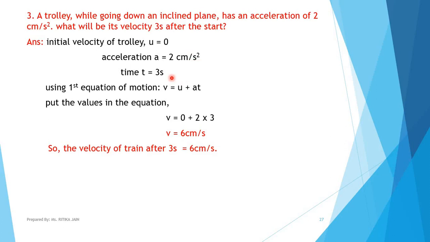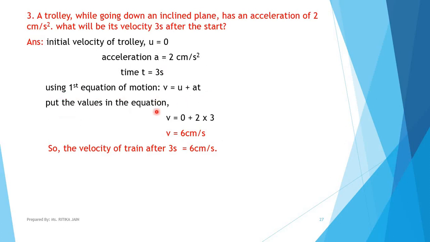Now you must be wondering here, if acceleration is given in centimeter per second square, do we need to convert it into meter per second square? You can convert, but for the sake of simplification, if you use the same value, you will get the velocity in centimeter per second. So there will be no problem in that because you are following the same system of units. So we will use the first equation of motion, that is v equals u plus at.